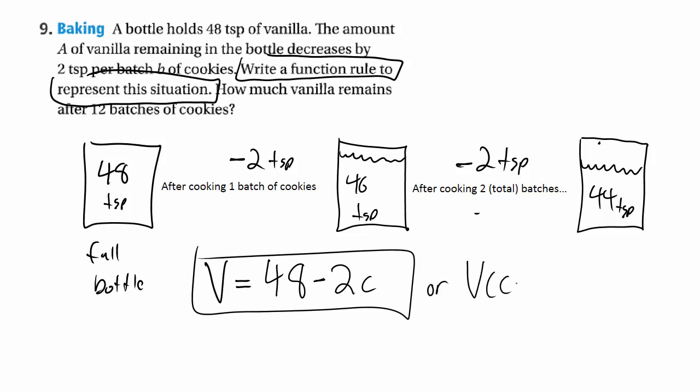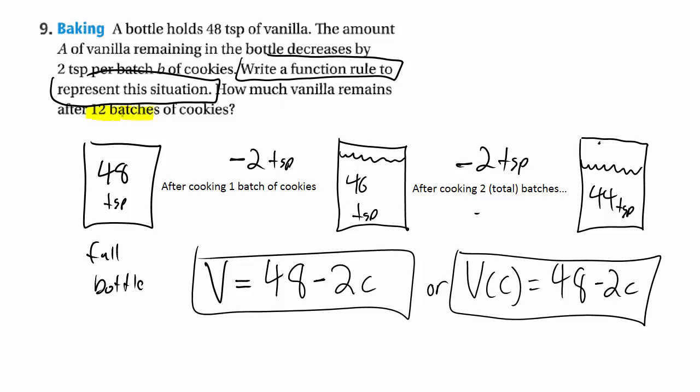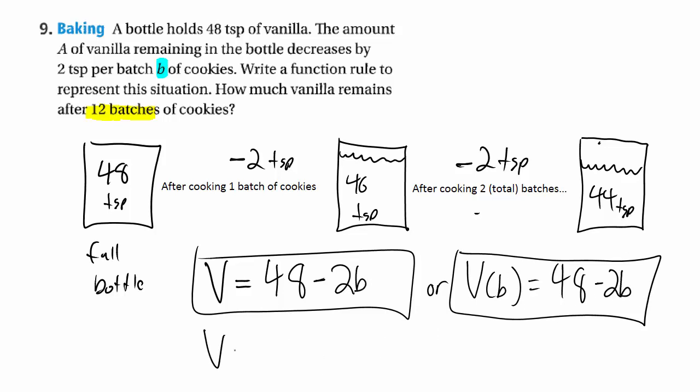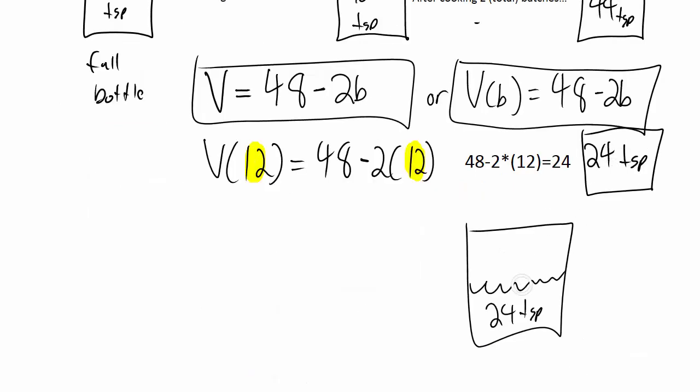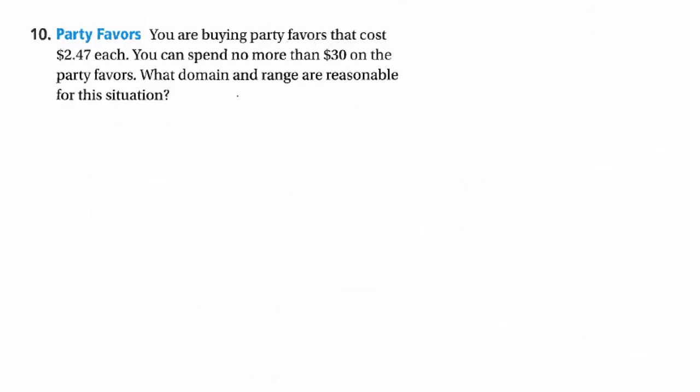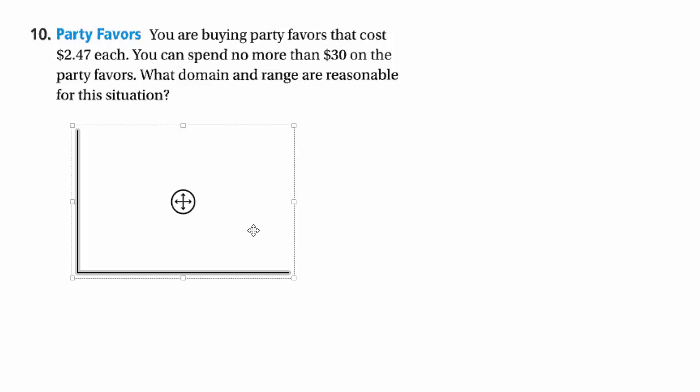So the function is V, vanilla, is equal to 48 minus 2 times how many batches of cookies I cooked. I use C for the variable, but since they specifically said use B for the variable, I'll go ahead and swap that. And you'll notice the first one I wrote just with the V. The second one I wrote in function notation. I really don't care. You don't have to write it in function notation, but I want you to be able to recognize function notation. That way, when they ask how much is left when you do 12 batches of cookies, you can plug in that 12 right there, and you can get that result, 24.